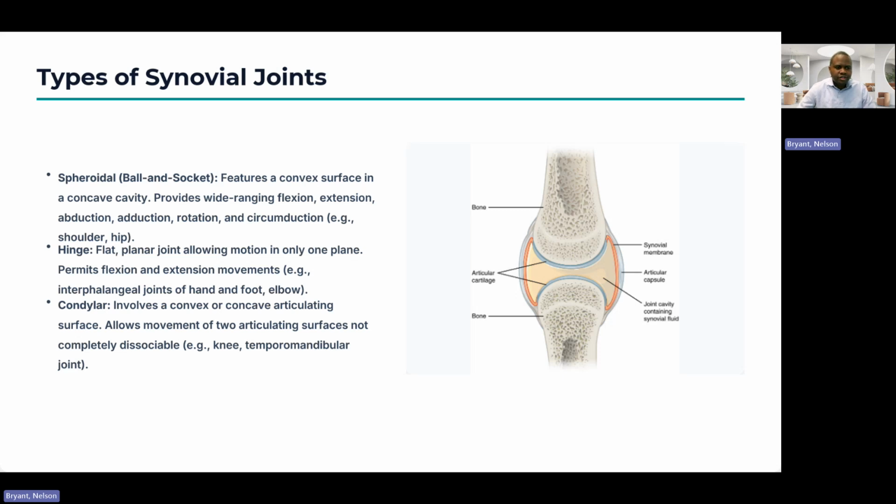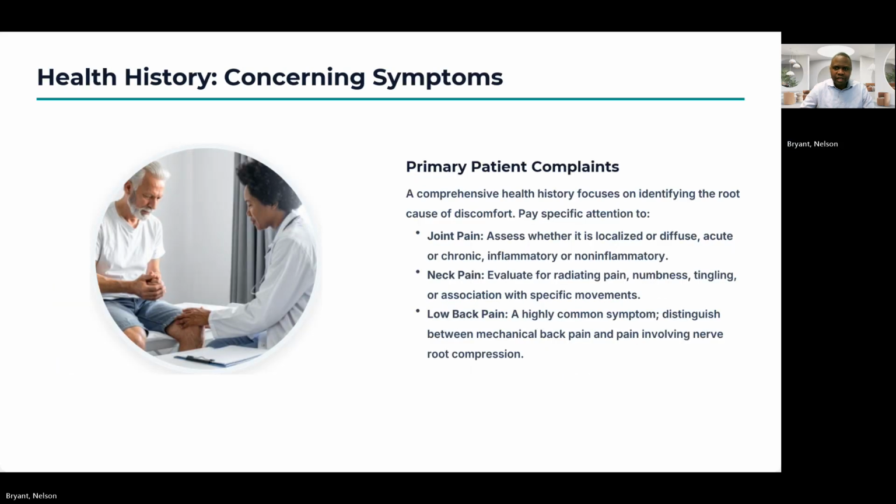So let's look into the synovial joints. These are categorized based on their movement. For example, ball and socket joints offer wide ranges of motion. Hinge joints, those allow flexion and extension, and then condylar joints, which provide movement in intersecting planes.